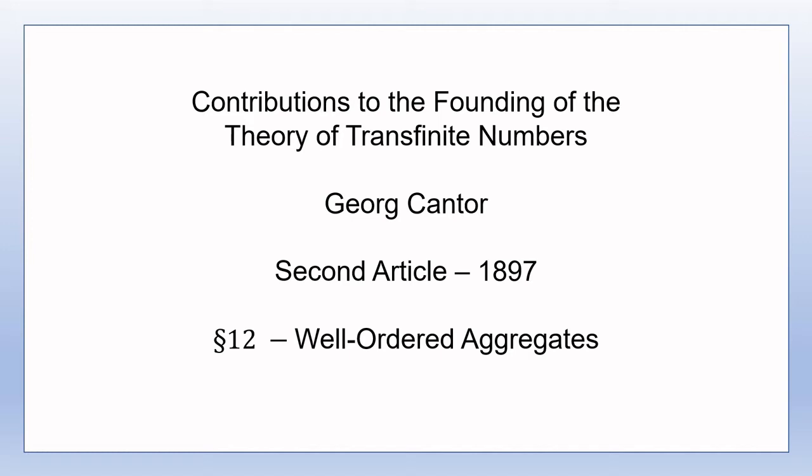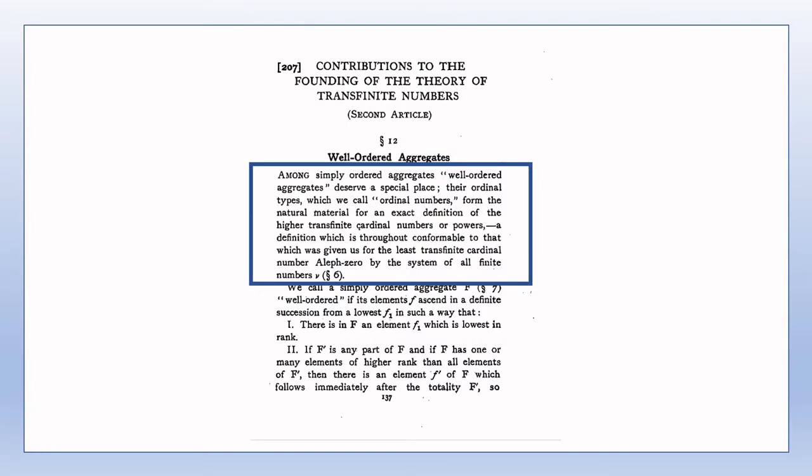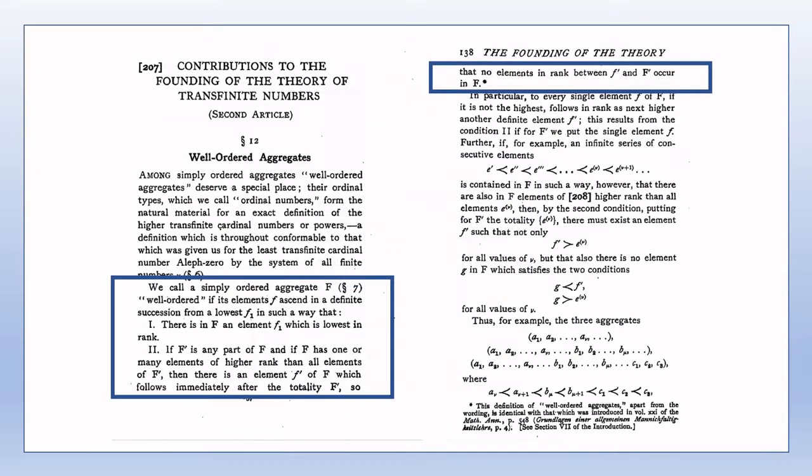Section 12 is titled Well-Ordered Aggregates, and this section starts off on page 137, where Cantor defines ordinal numbers to be the ordinal types of well-ordered aggregates, which are a particular type of simply ordered aggregate. Cantor then goes on to define exactly what is meant by well-ordered aggregate. An aggregate which is well-ordered must satisfy both of the conditions stated on page 137.